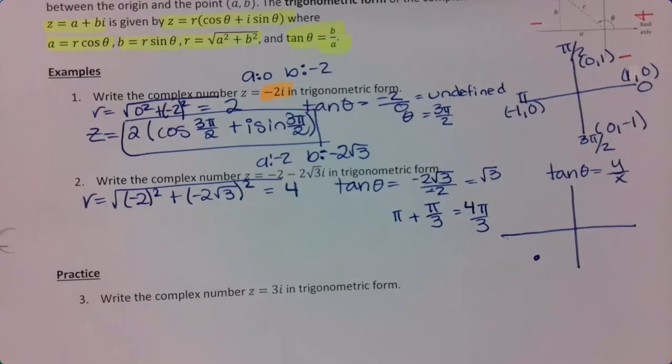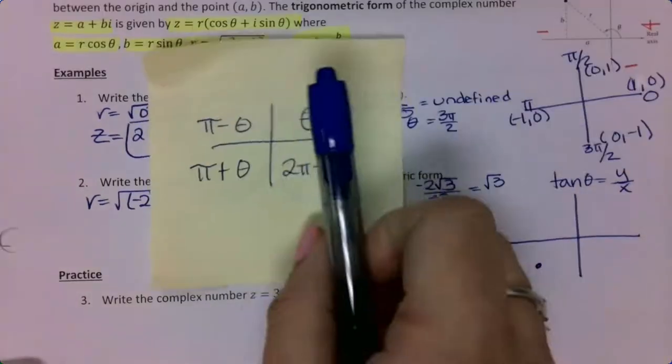Yeah, that's what I said. You add pi to my angle. Did I say 2 pi? Oh, I meant 1 pi. I meant 1 pi, because this is going back to this idea.